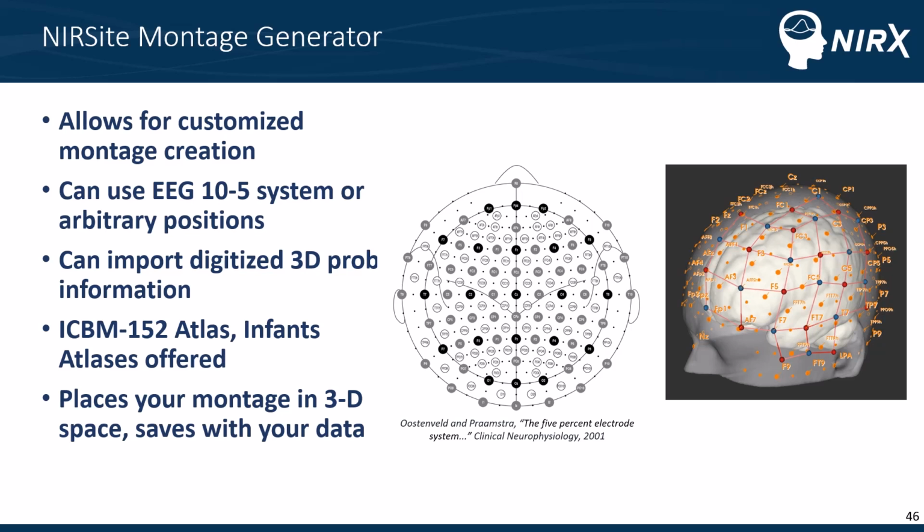NIRSite saves your montage information in 3D space with this atlas-registered information. This saves with your data, and then you can import this information into analysis platforms like NIRS Toolbox and AtlasViewer, which allows you to do things like generate sensitivity profiles specific for that anatomy, as well as region of interest analysis and image reconstruction. So NIRSite is pretty easy to use, but it has a number of sophisticated features.